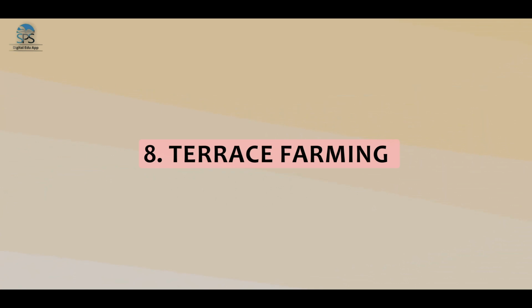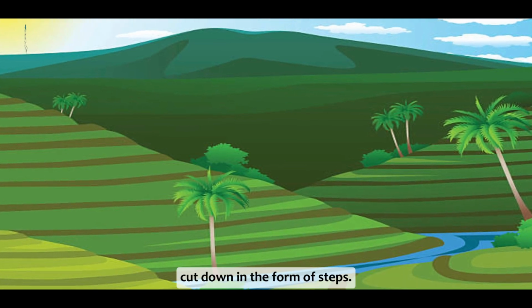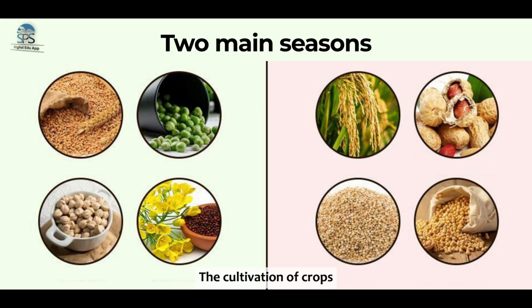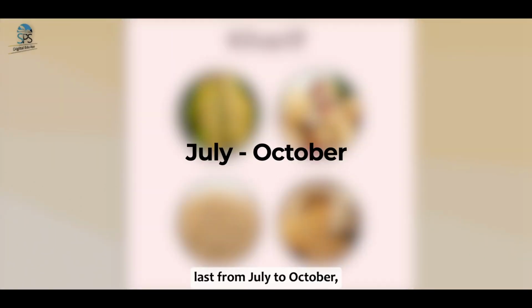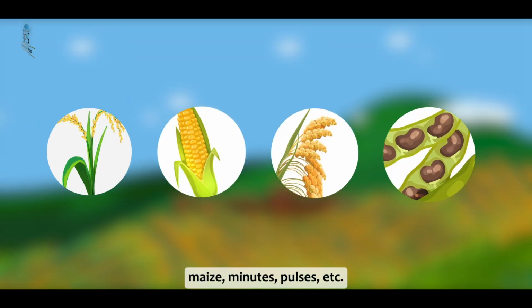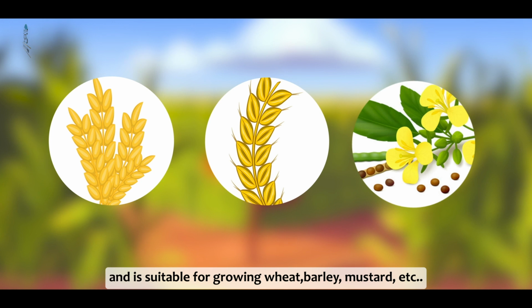8. Terrace farming. Terrace farming is the practice of growing crops on sloping lands cut down in the form of steps. It is commonly done in hilly regions. The cultivation of crops in India is divided into two main seasons. Kharif season lasts from July to October, in which crops like rice, maize, millets, pulses, etc. are grown. Rabi season falls between October and March and is suitable for growing wheat, barley, mustard, etc.